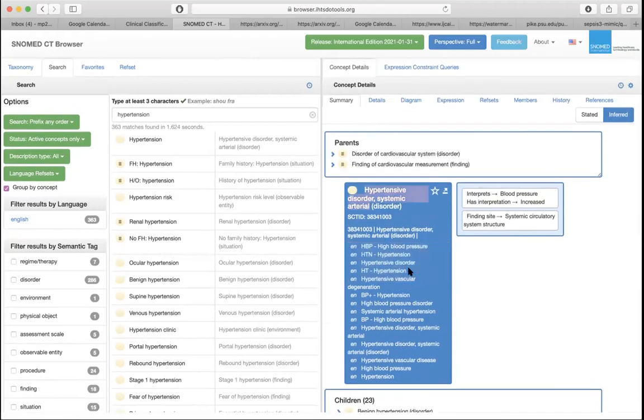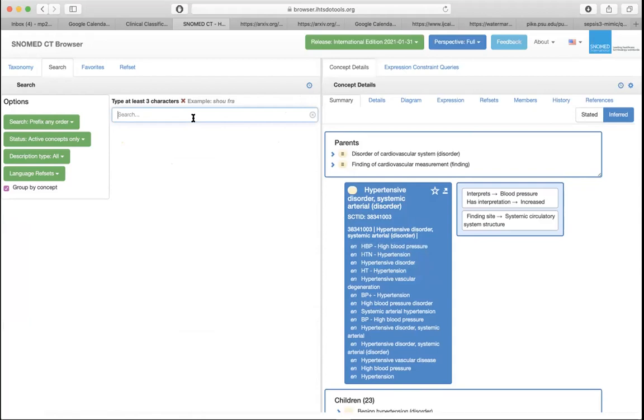So SNOMED is a very comprehensive, super large ontology. You can find virtually anything here. You can even find drugs. Let's see if we can find some Tylenol. I guess Tylenol is not a drug. Acetaminophen.